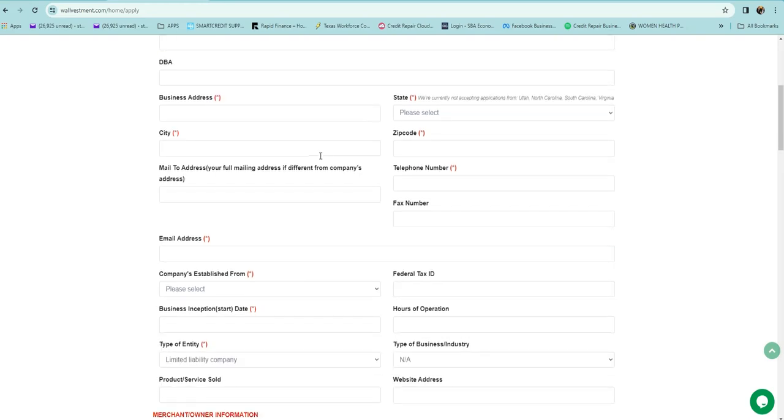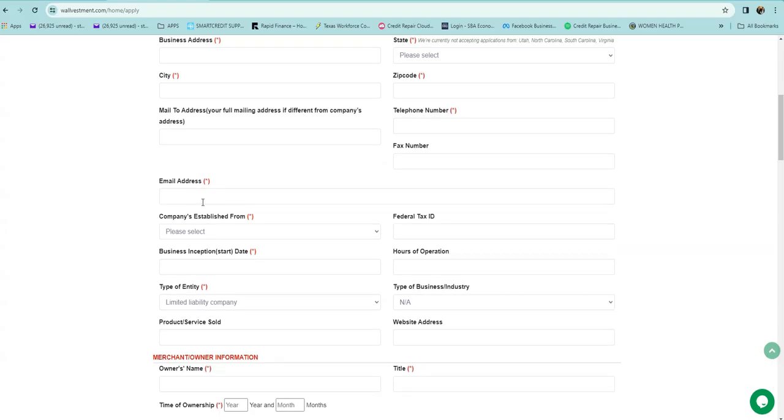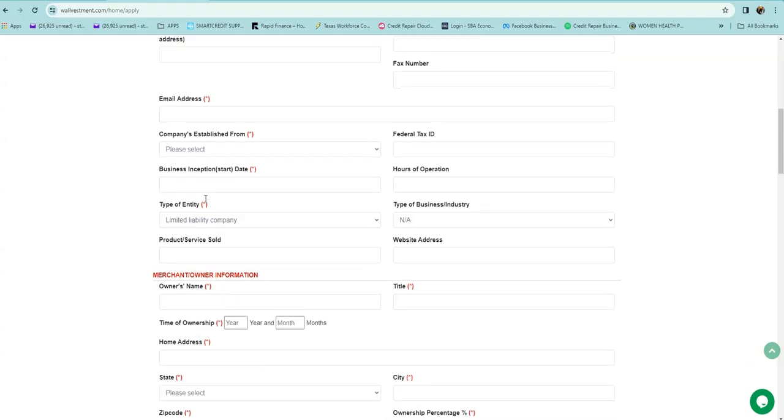So business address, state, city, fill out all that. Email address is extremely important. Okay, this is how we communicate with the client. This is how we send them the contract. This is how we receive the contract back. Okay, so email is a must, and it has to be accurate.